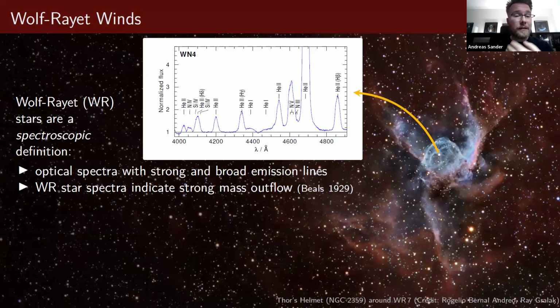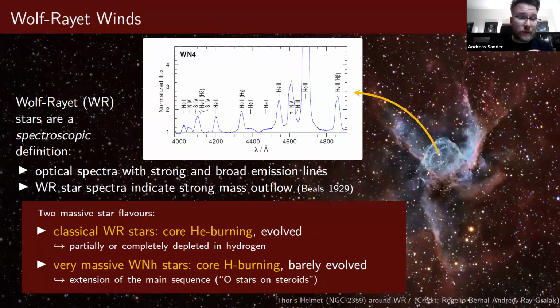So that indicates a strong mass outflow, and we have two different types of stars that fulfill that. If we forget about low mass Wolf-Rayet stars for a moment, namely the classical ones, which are defined as core helium burning evolved stars that have partially or completely lost their outer hydrogen layers. And then we have very massive stars, which are core hydrogen burning stars, so barely evolved, and are essentially an extension of the main sequence, which is why they are sometimes called O stars on steroids in our business.